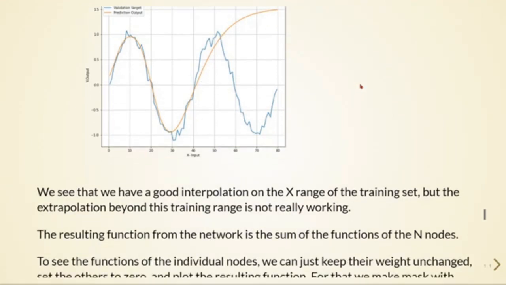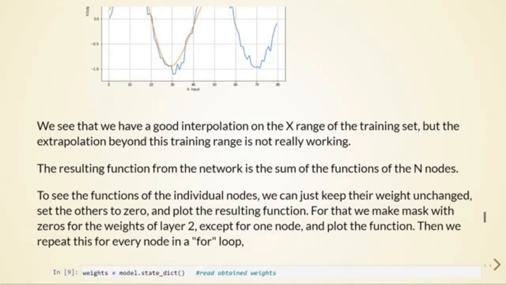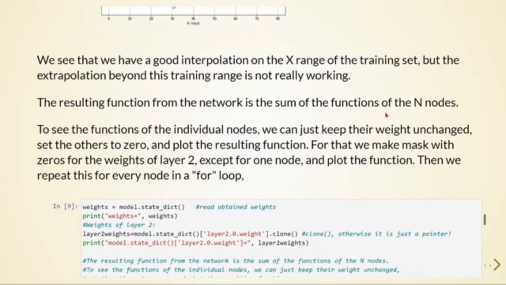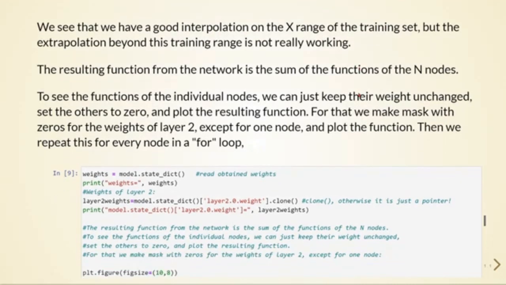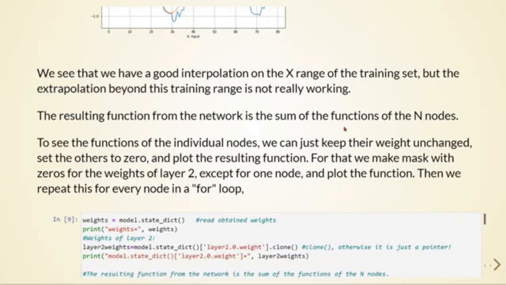So the resulting function from the network is the sum of the functions of all the nodes. To see the functions of the individual nodes, we can just keep their weight unchanged and set the others to 0 and plot the resulting function. For that, we can mask with zeros the weights of layer 2, except for one node, and then plot the function. We can repeat this for every node in a for loop, and this way we can see the functions of the individual nodes.